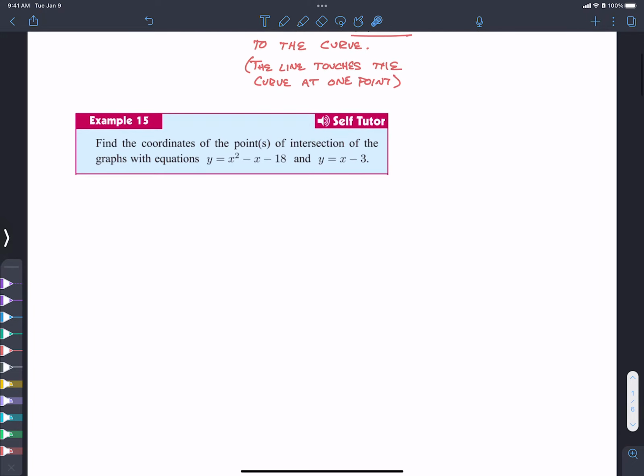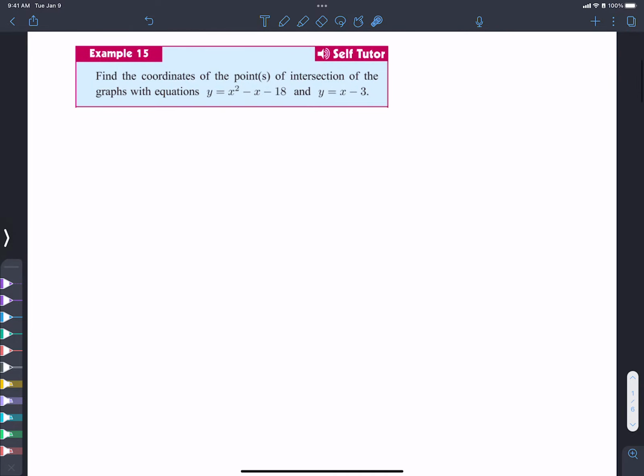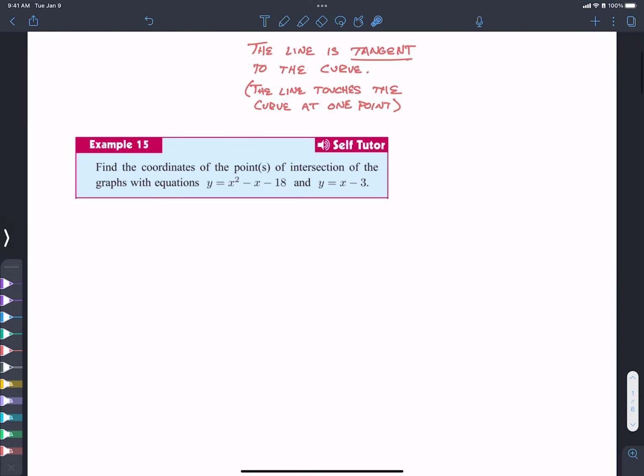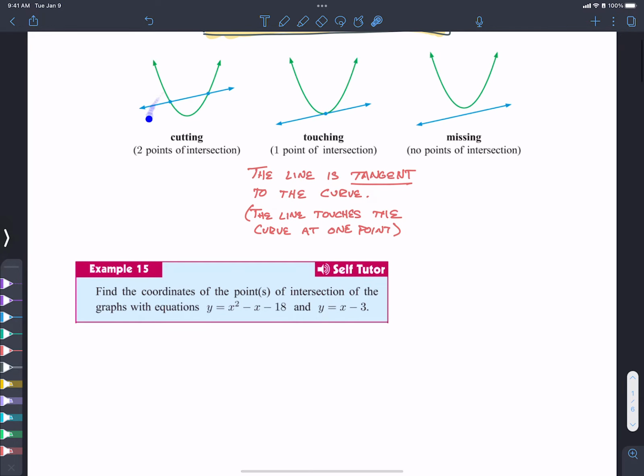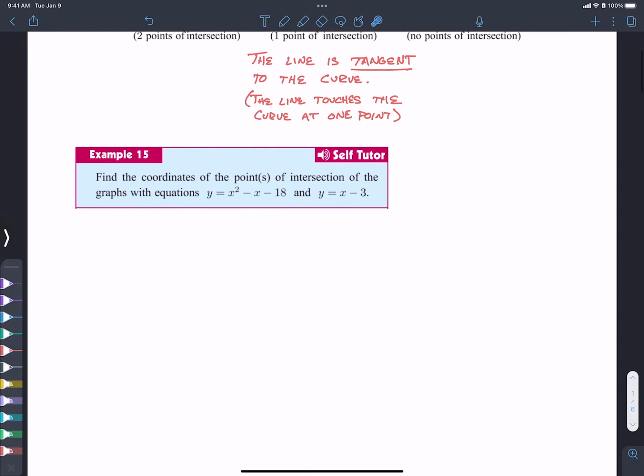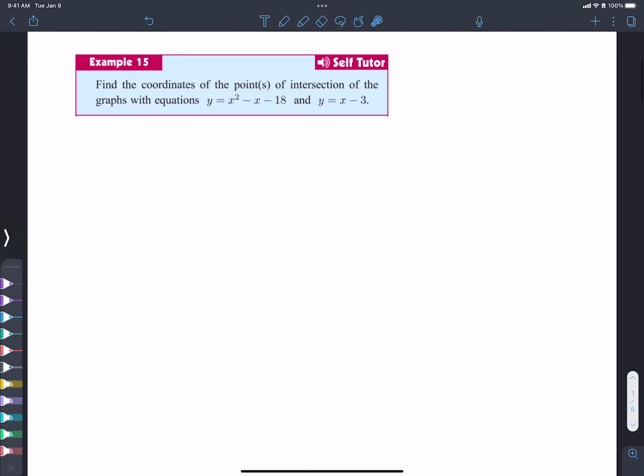Now, what are we going to do? We're going to try to find, to begin with, the coordinates of the points of intersection of these two graphs, x squared minus x minus 18 and x minus 3. Since this is saying find the coordinates of the point or points, that's probably going to mean that we're going to have one of these two, but of course it is possible that they don't meet at all. So I want to take a look at what this graph would look like and then talk through what we're actually going to do with it.